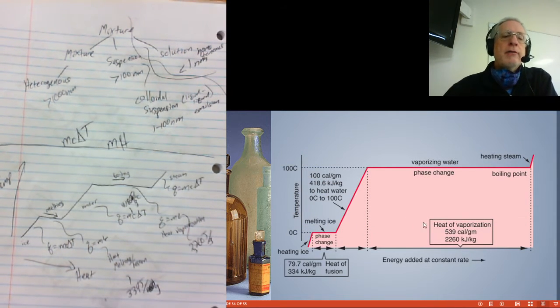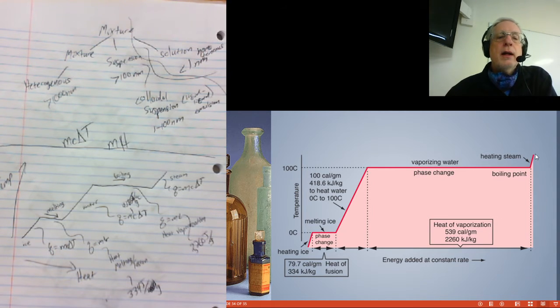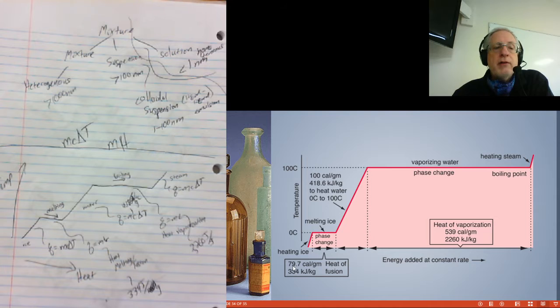Here's kind of the same drawing, but in here we see heating ice, then melting ice, then heating the water, then vaporizing the water, then heating the steam. When the phase is changing, there's no temperature change because all the energy is going into the phase change. The heat of fusion of water, the amount of energy needed to melt water, is 334 joules per gram or kilojoules per kilogram. That happens to be the same as 79.7 calories per gram. So 79.7 calories is the same as 334 joules.